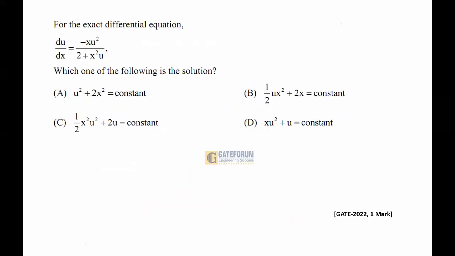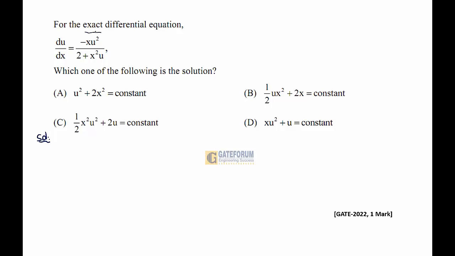Question is, for the exact differential equation du by dx equal to minus (x u square by 2 plus x square u), which one of the following is the solution? This is from engineering mathematics, from the topic differential equations, first order, first degree equation. Usually a first order, first degree differential equation can be solved by variable separable method, linear equation, Bernoulli equation, exact, etc. So already it is mentioned exact.